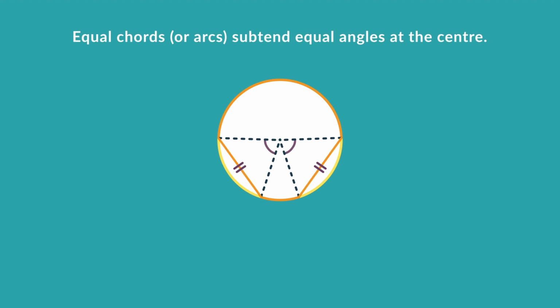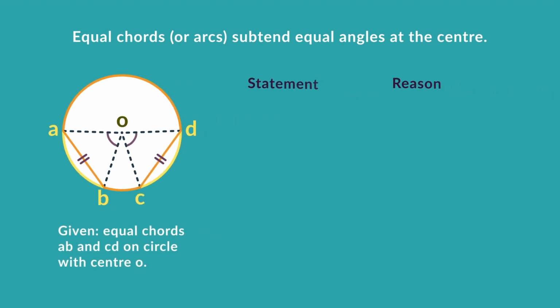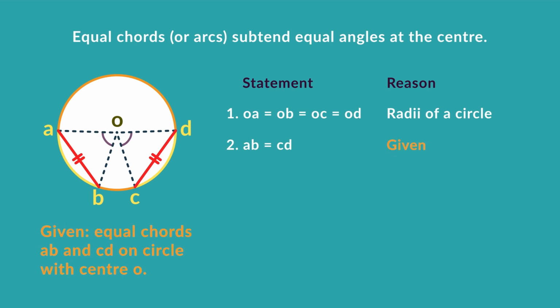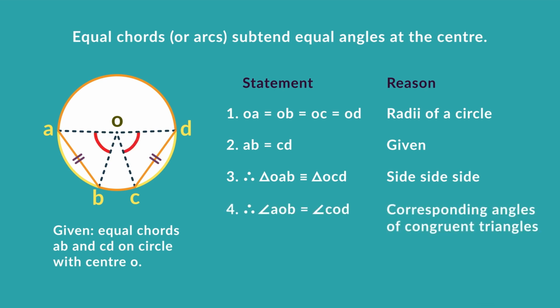Here's the proof to show the theorem is true for any two chords. We start with equal chords AB and CD on a circle with center O. The line segments OA, OB, OC, and OD are all equal because they are the radii of the circle. Also, we know that line segment AB is equal to line segment CD. This fact is given. Therefore, triangle OAB is congruent to triangle OCD, with the reason that all three sides are equal. And this means that angle AOB is equal to angle COD.